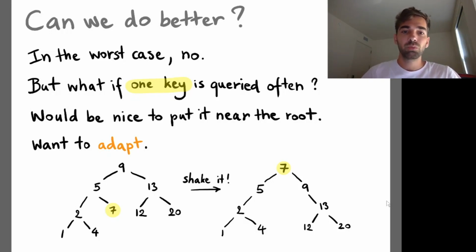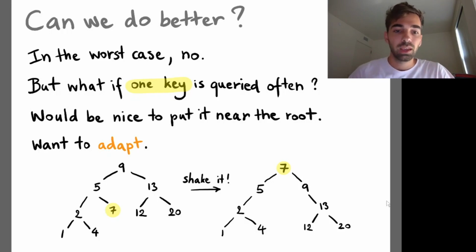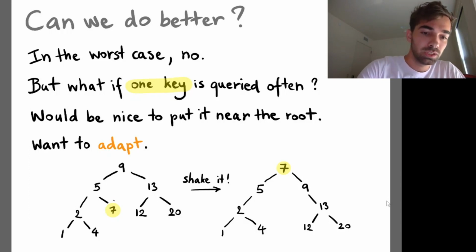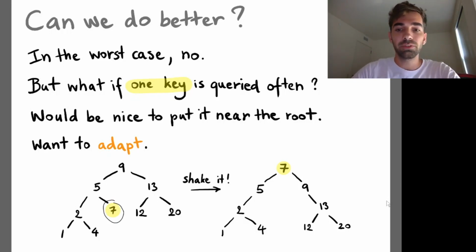But what if one of the keys is queried very often? It would be nice to put it near the root so that it's answered more quickly. In general, we might want to adapt to the kind of queries that we receive. For example, if key 7 is asked very often, then we might want to put it at the top over here.